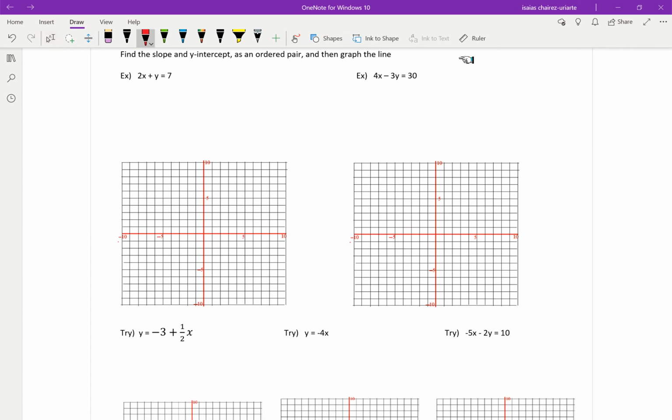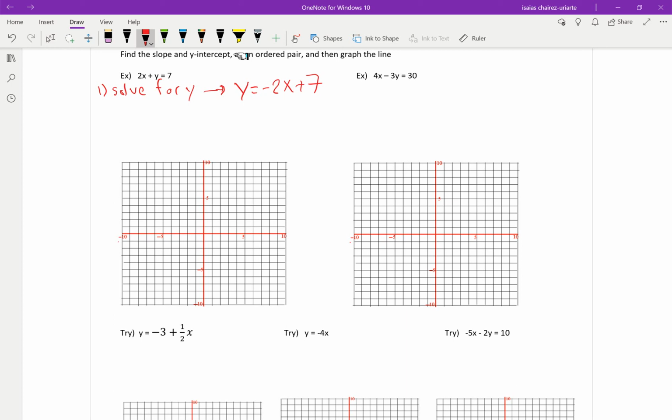So let's see. The first thing I want to do is solve for y. This first one's not too difficult to solve for y. I'm looking at my equation right there. All I have to do is subtract 2x from both sides, and that's it. So then it looks like this: y equals negative 2x plus 7. I have to do that first. I have to first solve for y so that the equation is in slope-intercept form.